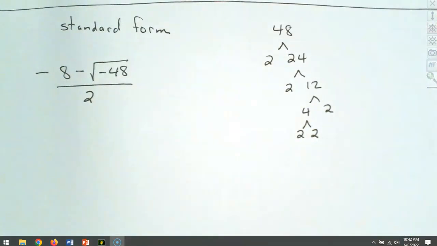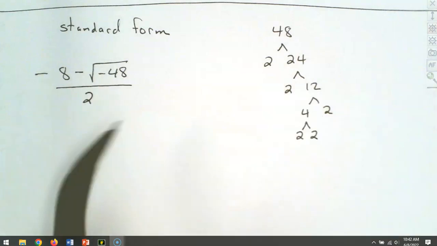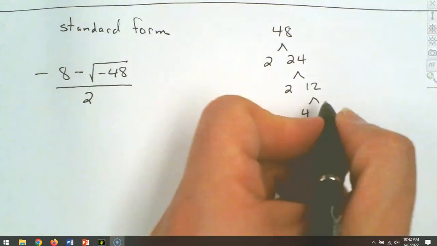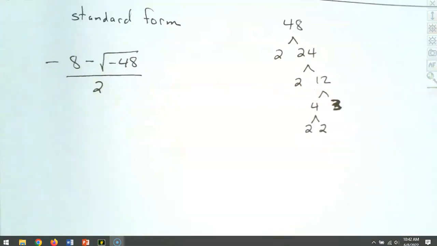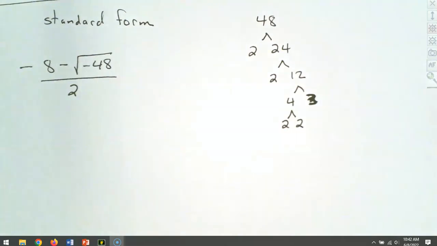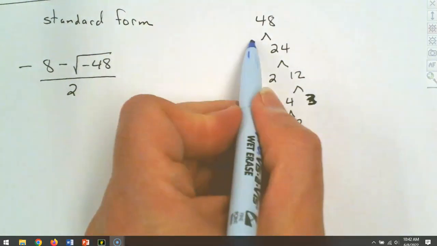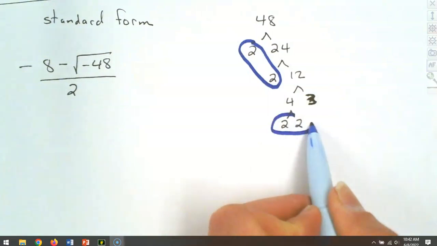Okay, is everyone okay with that? We just break it down as far as we possibly can. So 2 and 24, 2 and 12. Sorry, that should be a 3, not a 2 there. My mistake. I just wrote down too many 2s. So it's 4 and 3 there. Sorry about that. 2 and 2. What do we have? Well, we have a pair of 2s and another pair of 2s.